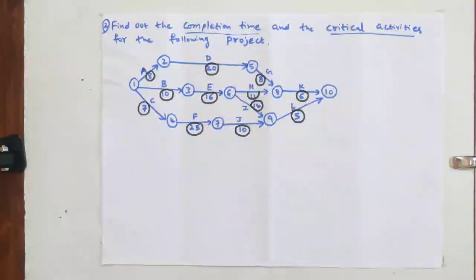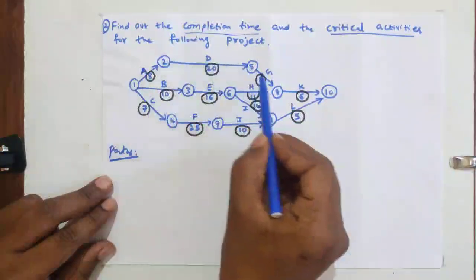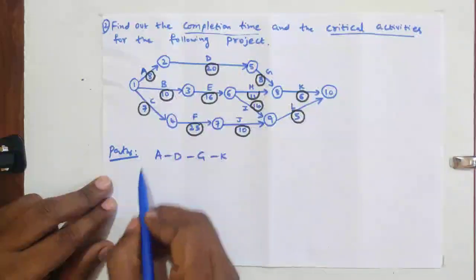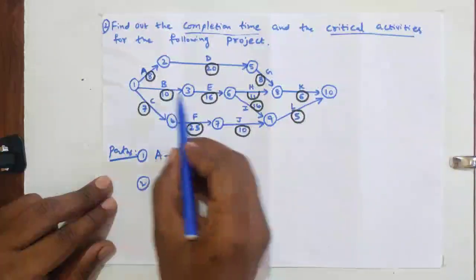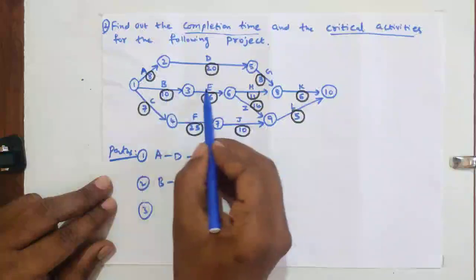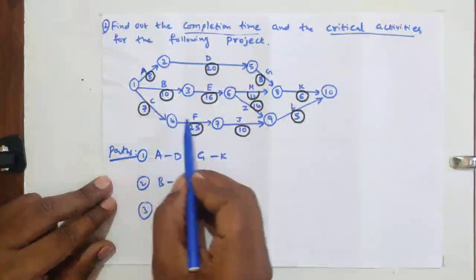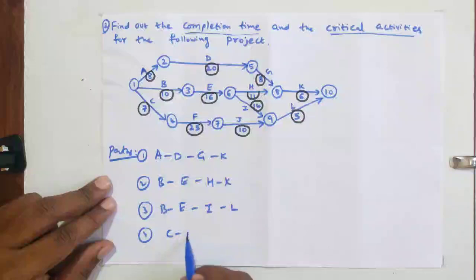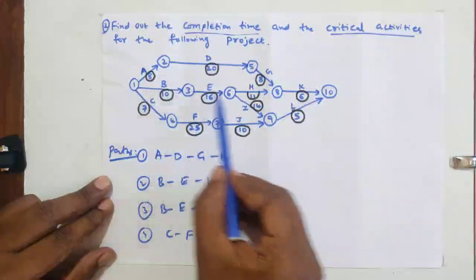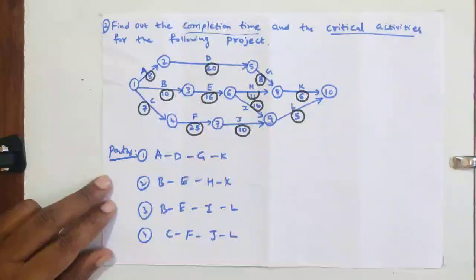In this, first we need to find out the paths. How many paths are there? The first path is A, D, G and K. Path number 2 is B, E, H, K. Path number 3 is B, E, I, L. Path number 4 is C, F, J, L. Here only 4 paths are possible. In the diagram, we need to draw all the possible paths.